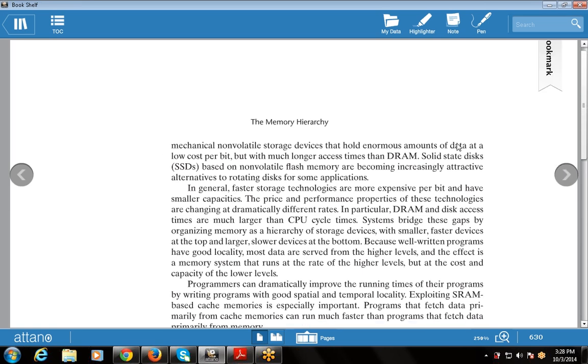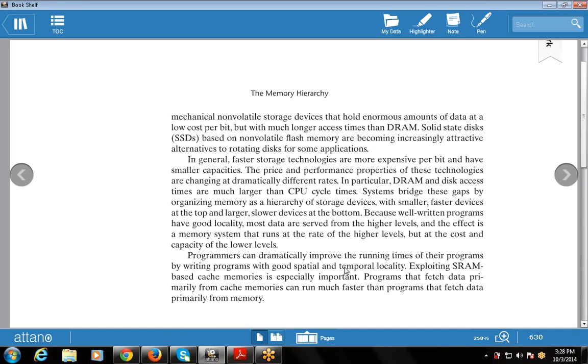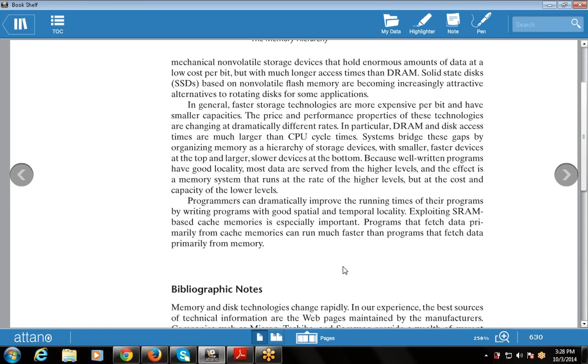The next point says solid state disks, which are based on non-volatile flash memory, are becoming an increasingly attractive alternative to rotating disks for some applications. So these are the memories that are used in day-to-day scenarios.